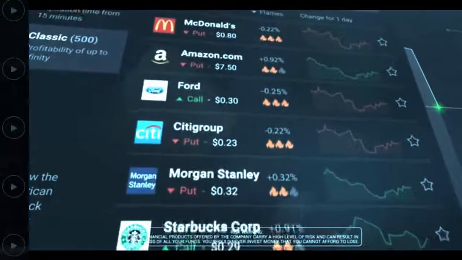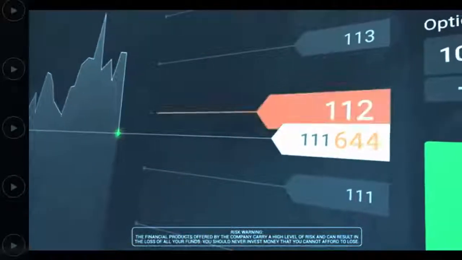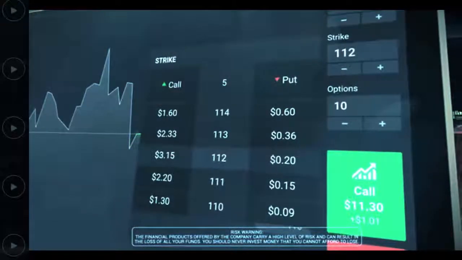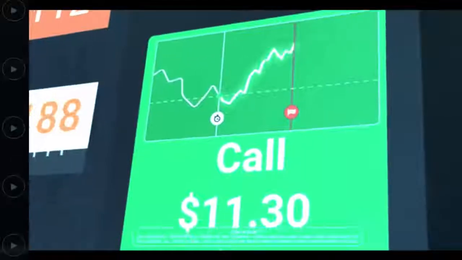Choose from one of over 500 assets, and the system automatically chooses the closest expiration and strike price, while also allowing you to change these parameters. With just one click, you can buy a call option if you anticipate growth, or a put option if you anticipate a decline.